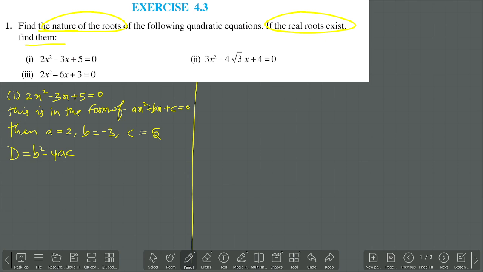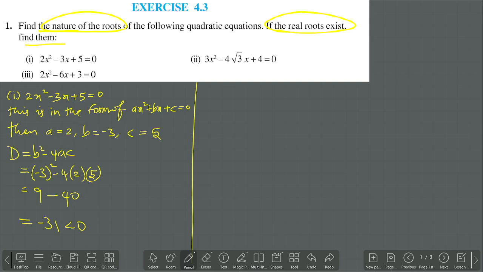Now, what is the b value? Minus 3 square minus 4 into a value 2, c value 5. When I square this, what am I getting? 9 minus 4, 2s are 8, 5s are 40. When you subtract, we get minus 31. What is the answer? Less than 0. Real roots do not exist.